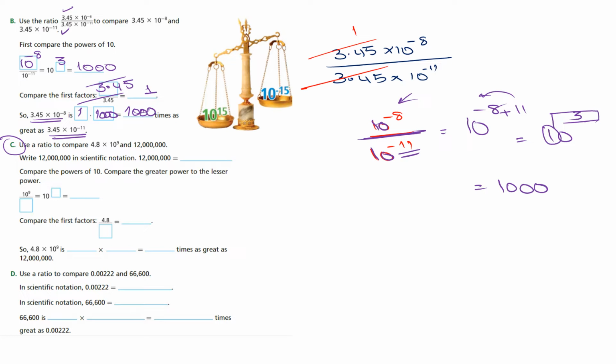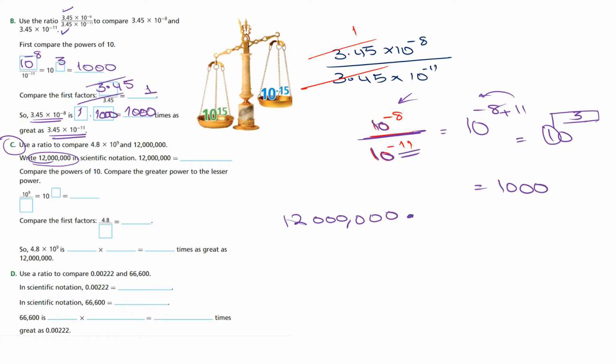So use a ratio to compare 4.8 into 10 to the power of 9 and 12. Okay, and then after the 12 we have 6 zeros. So write this in the scientific notation. So 1 2, 1 2 3 4 5 6. How in the scientific notation will you write? There is a point over here.